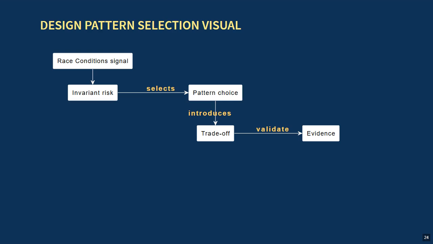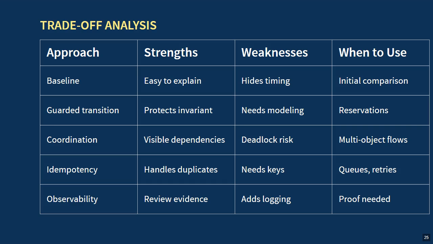This pattern selection diagram connects the observed symptom to an invariant risk, then to a design pattern and its trade-off. The pattern is justified only when it protects the property the system needs. We must weigh our design choices against their strengths and weaknesses. For instance, a simple baseline is easy to implement but may hide critical timing assumptions. By considering trade-offs, we can make more informed decisions in our designs.